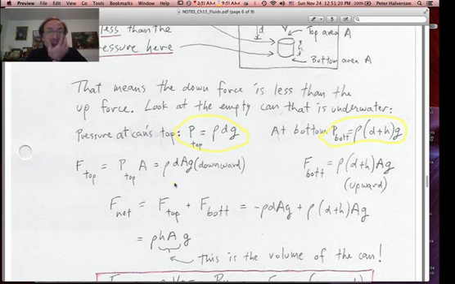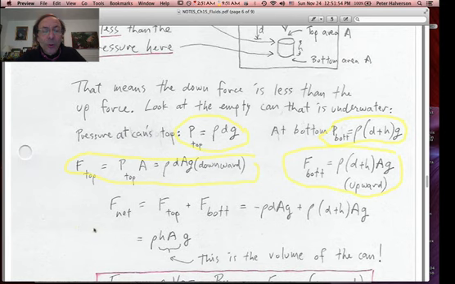The downward force, which is the pressure times the area, is going to be the density times the depth times the area of the can times g. And the force on the bottom of the can, which is the upward force, will be the density times (d plus h) times the area times gravity.